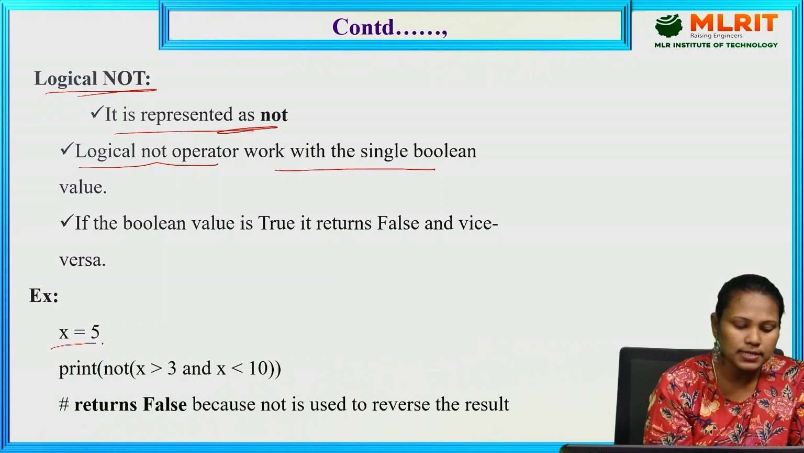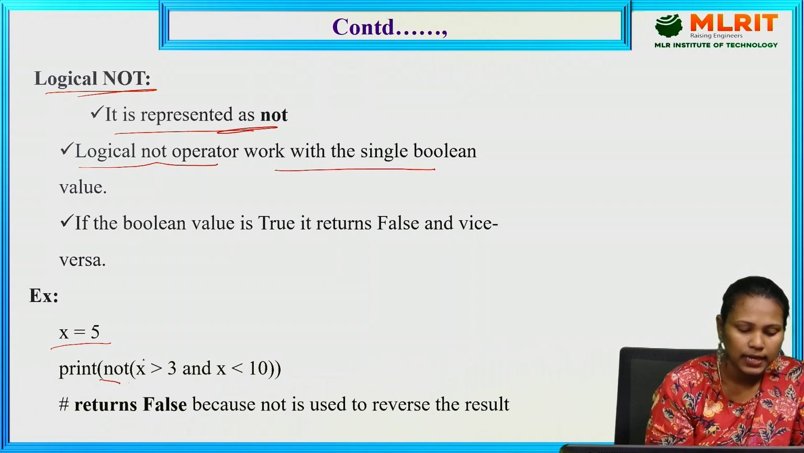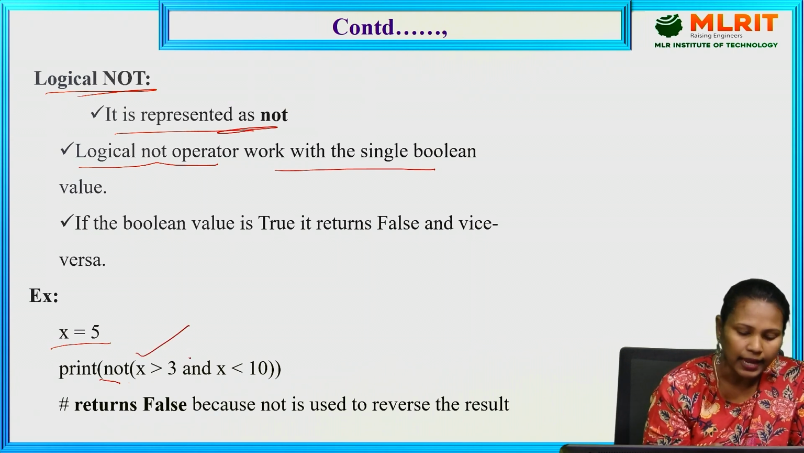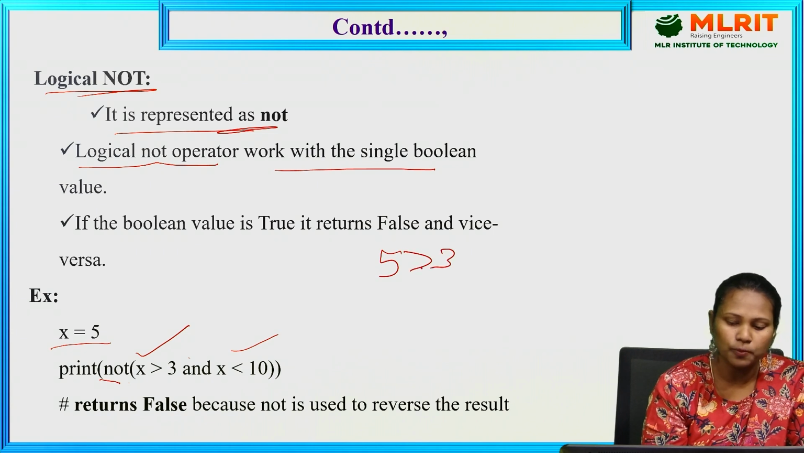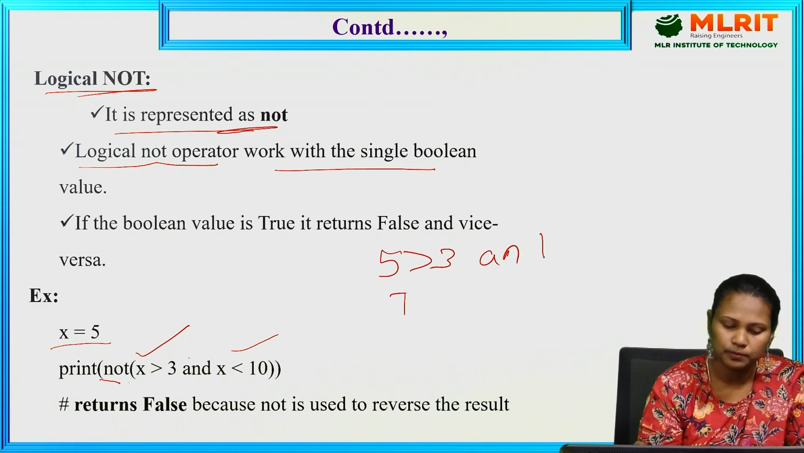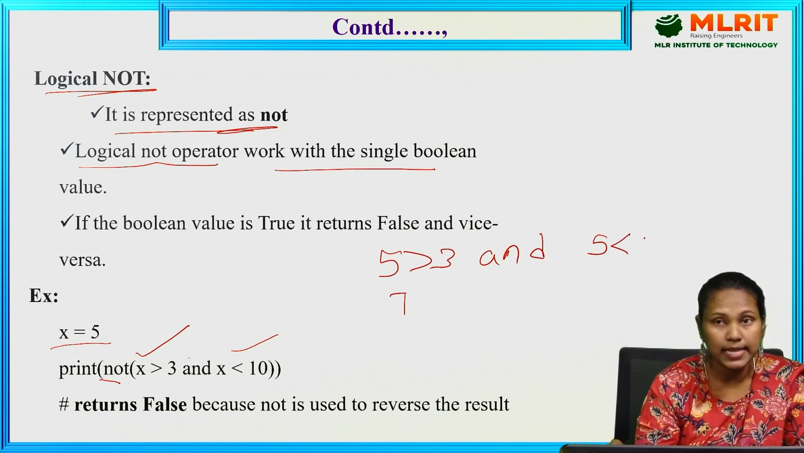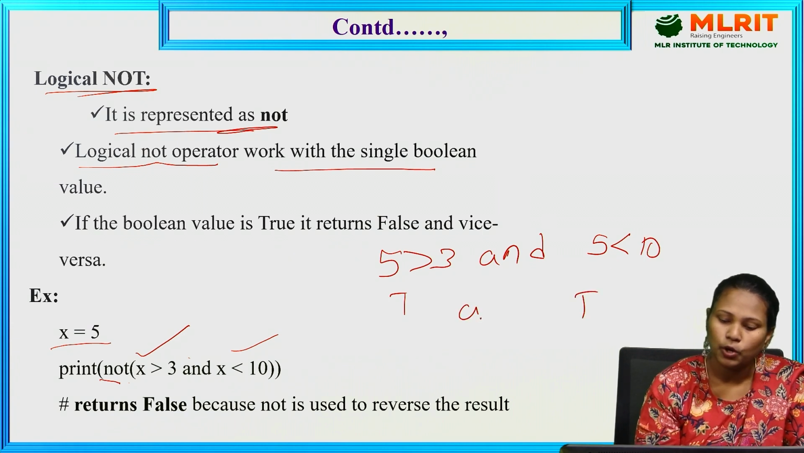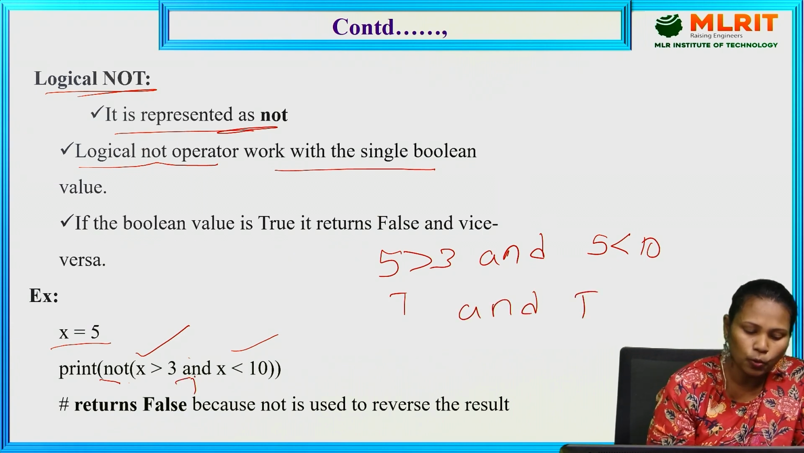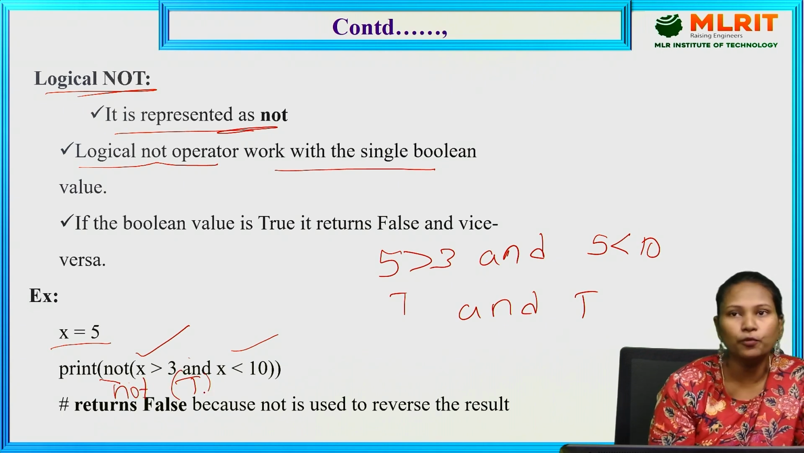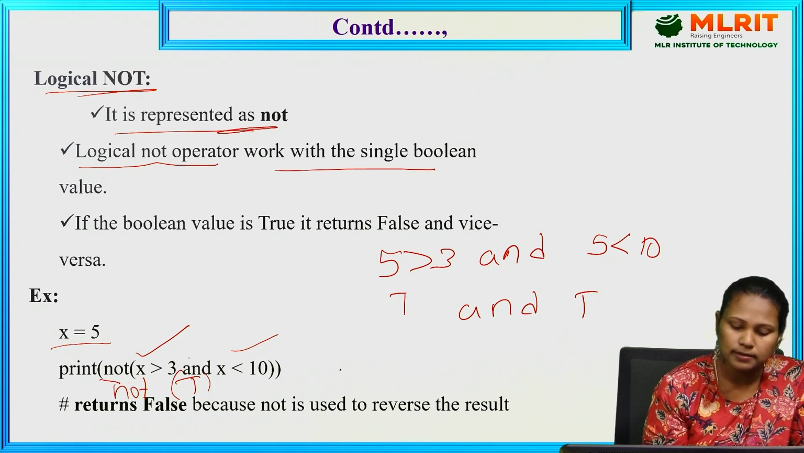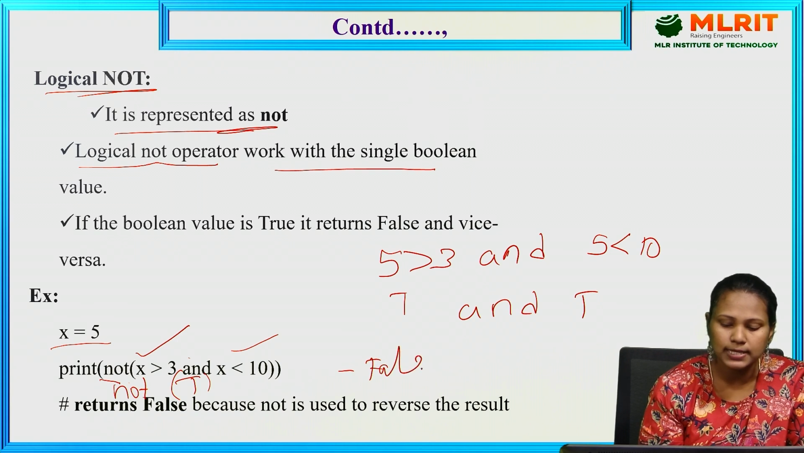So x is equal to 5. The example: print not of x greater than 3 and x less than 10. 5 greater than 3 is true and 5 less than 10 is true. True and true means true only, but before it there is a not. Not of true is the opposite, that is false. So the result is false.